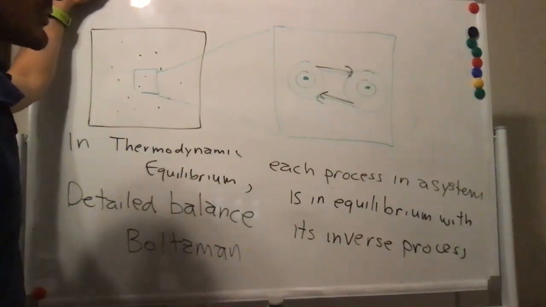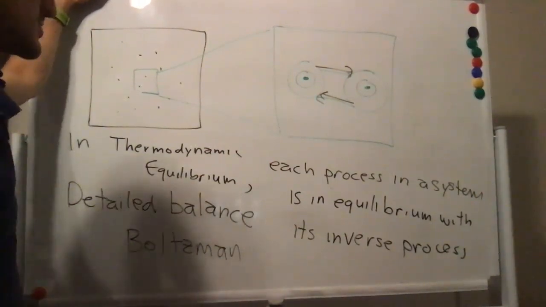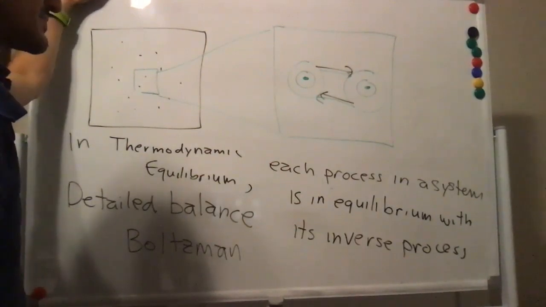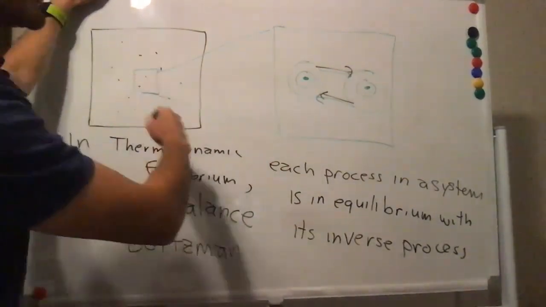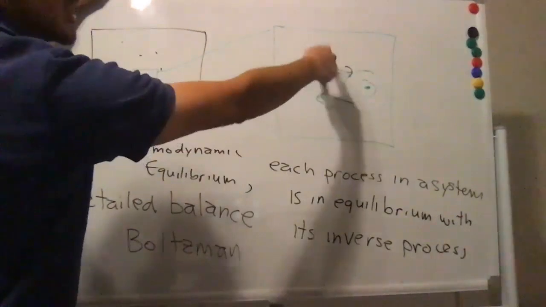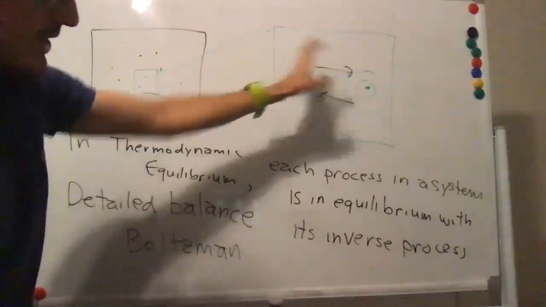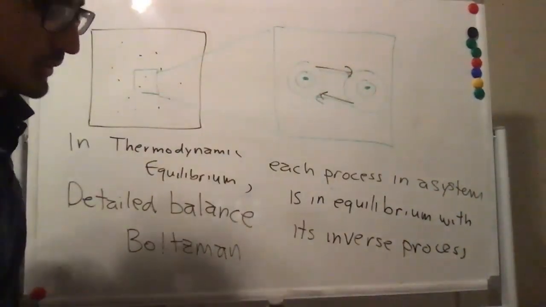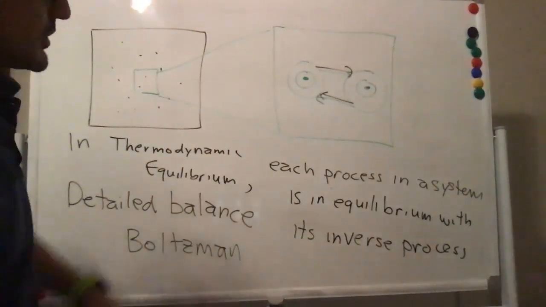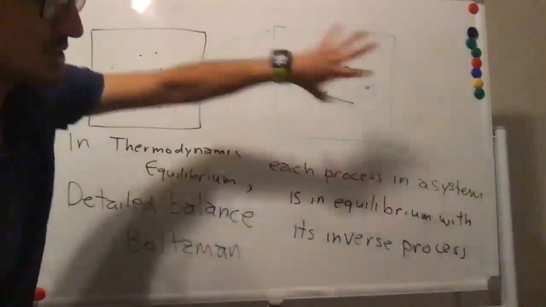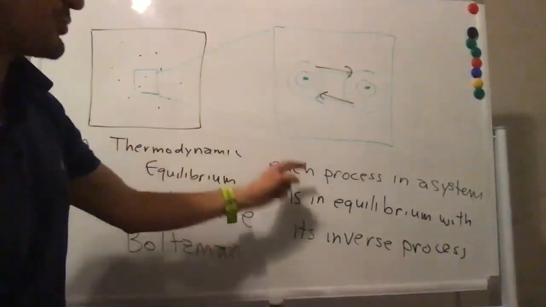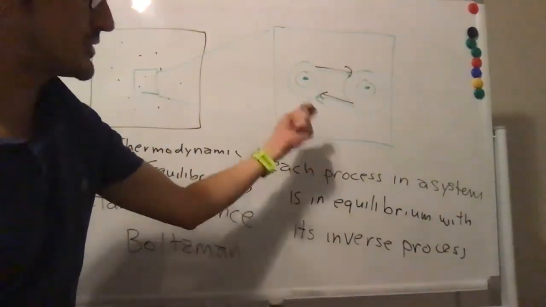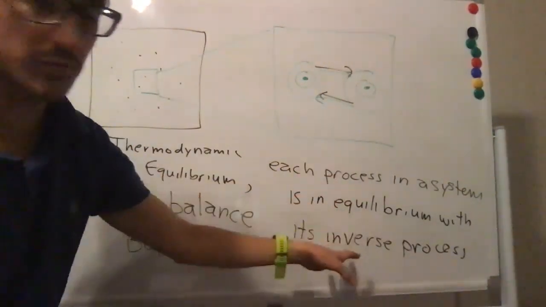Are there other ways to maintain equilibrium that doesn't involve the actual processes? Like they have this extra energy that they have to play around with. Is there a different way of rearranging the energy so that each process is not necessarily in equilibrium with its inverse process?